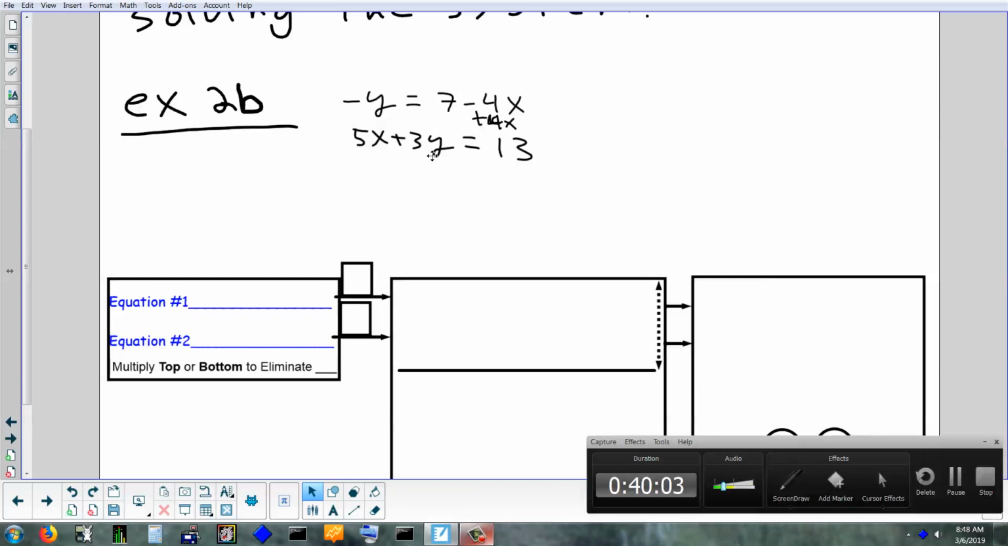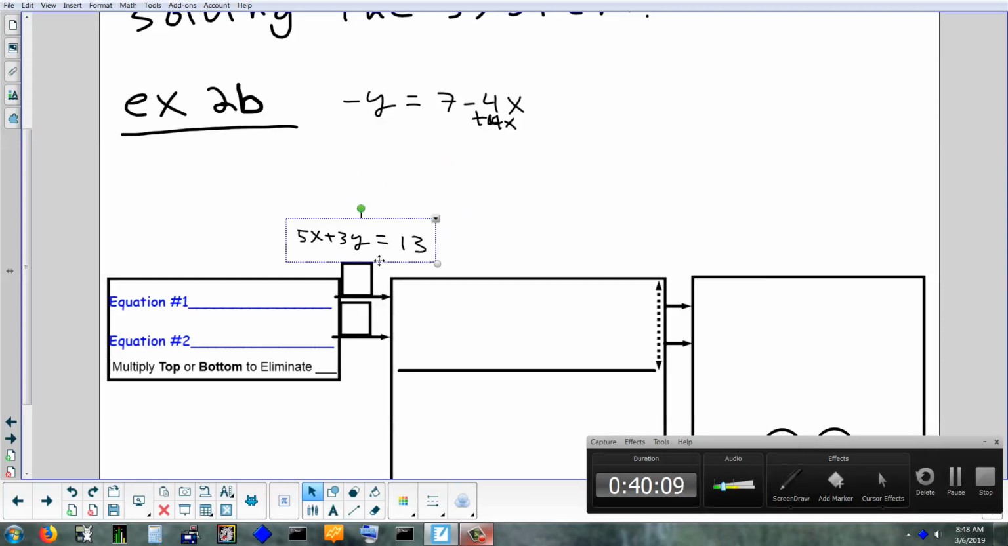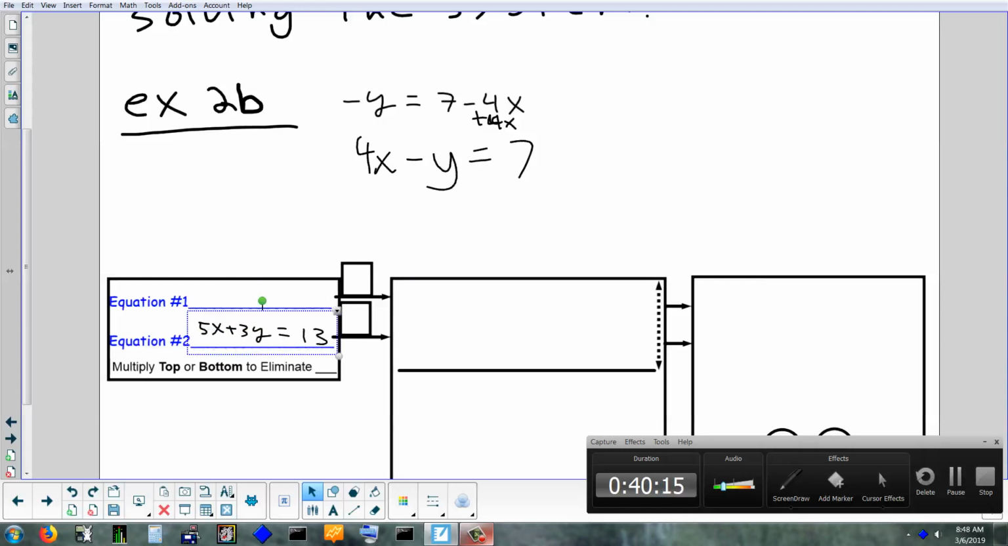So now, Donovan, with everything lined up, what am I going to write over here? Negative y. 4x minus y equals 7. Now it's lined up, so I can take it and put it in here. Ms. Hager's going to shrink it down and do it. But make sure in your notes you copied both equations so you can see how we lined it up. All right. Now they're lined up.